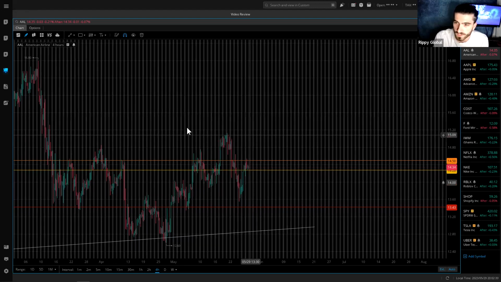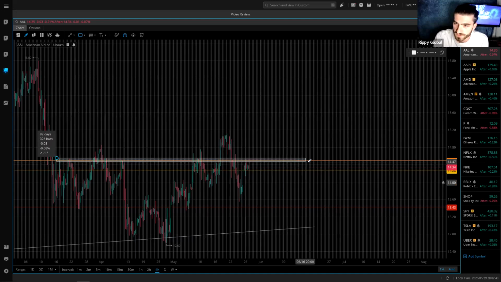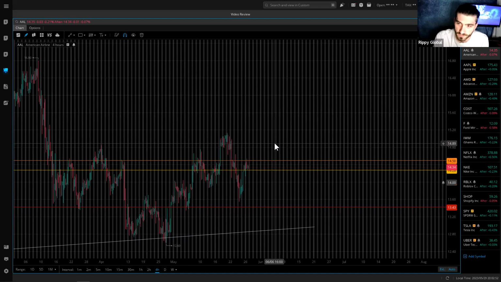So looking at American Airlines, obviously, like I was talking about on the daily, we've had a lot of rejections on this resistance every time it pushes up. And when we do break above upside, it doesn't have much strength to keep it there. So we're basically pushing the rejection area right now, looking for a pullback, it looks like.